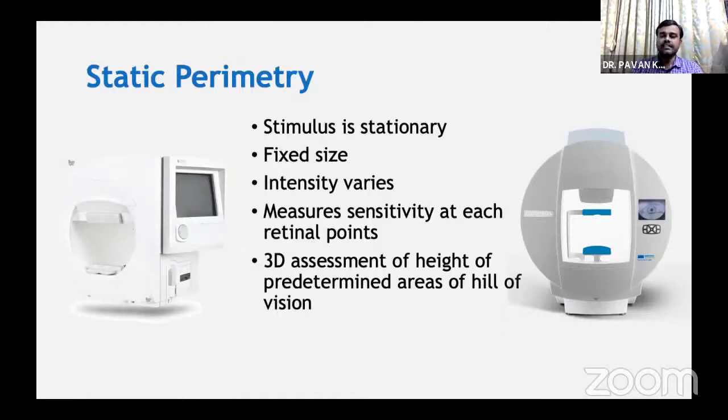It is of fixed size, only the intensity varies. Static perimetry measures sensitivity at each retinal point, and it gives a 3D assessment of the height of predetermined areas of the field of vision. The most commonly used are the HFA perimeter and Octopus. HFA is manufactured by Zeiss and Octopus is manufactured by Haag-Streit.